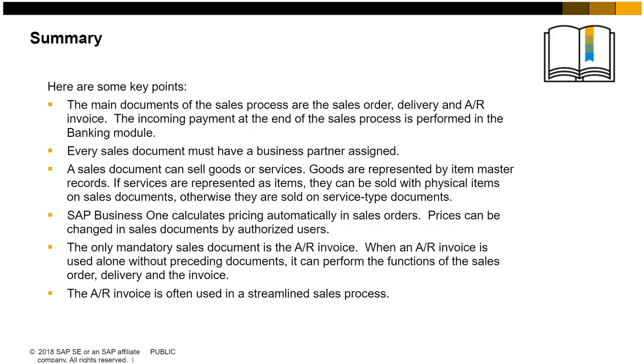The main documents of the sales process are the sales order, delivery, and AR invoice. The incoming payment at the end of the sales process is performed in the banking module. Every sales document must have a business partner assigned. A sales document can sell goods or services. Goods are represented by item master. If services are represented as items, they can be sold with physical items on sales documents, otherwise they are sold on service-type sales documents. SAP Business One calculates pricing automatically in the sales order. Prices can be changed in sales documents by authorized users.